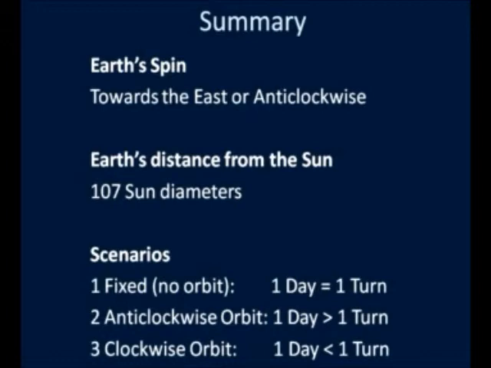The Earth's distance from the Sun is approximately 107 Sun diameters. In the first scenario, a day was the same duration as a single rotation, but in the second scenario, a day was longer than a single rotation, and in the third, a day was shorter than a full rotation.